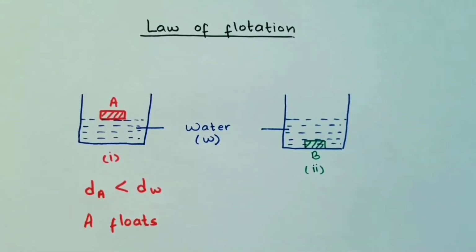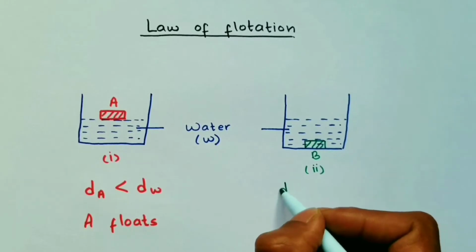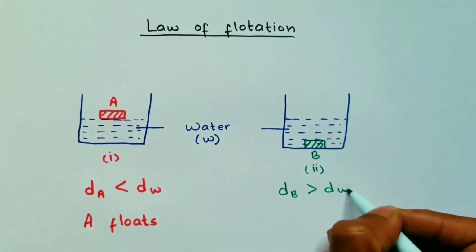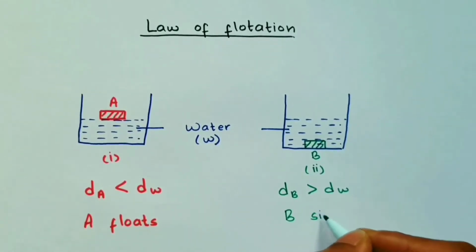That's our density conception about flotation. And in this second scenario, object B has more density than that of water. As a result, this object is sinking in water.